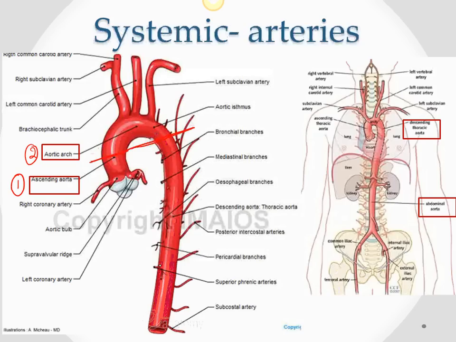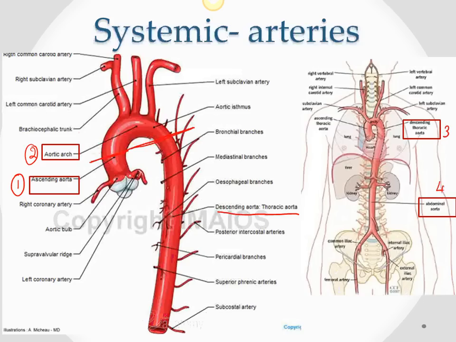After this, the part is known as the descending thoracic aorta. And then when it passes through the diaphragm, we call it the abdominal aorta. So this is the third part and this is the fourth part. So these are the parts of the aorta, okay? Ascending, then aortic arch, descending thoracic aorta, and abdominal aorta.